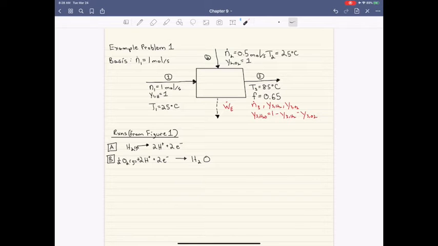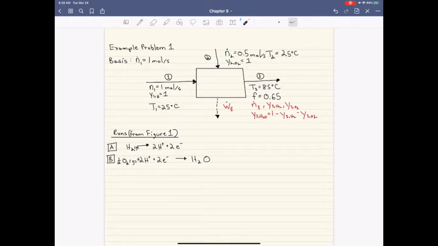Okay? That should not affect the final answer that we get, since we are just going to be taking a ratio of the electric work per the moles of hydrogen fed. In any case, what we have right now in stream 1 is 1 mole of hydrogen being fed in. In stream 2, since we know that the hydrogen and oxygen are fed in stoichiometric amounts, we have 0.5 moles of oxygen being fed in. And both the hydrogen and the oxygen are being fed in at 25 degrees Celsius.